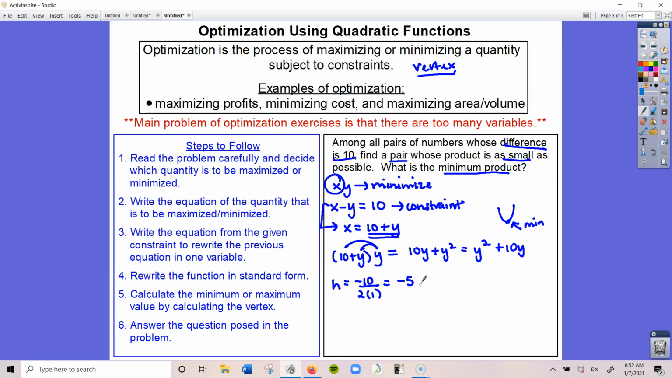And then this, remember, is not the actual minimum. The minimum is the k. So now I'm going to plug this back into what I'm trying to minimize. So negative 5 squared plus 10 times negative 5. And that is going to equal 25 minus 50, which is equal to negative 25. So this is my minimum product.